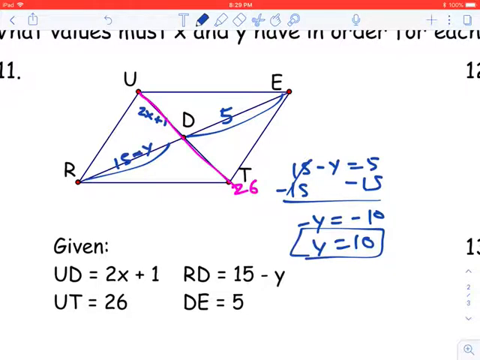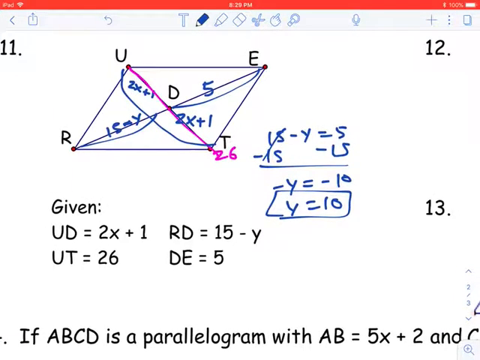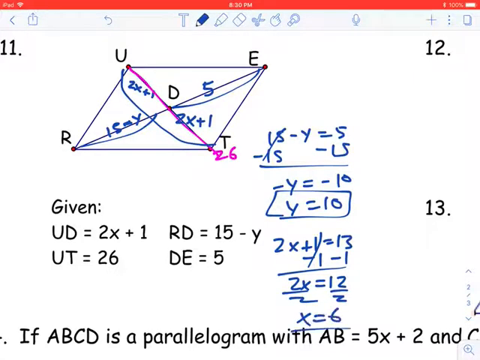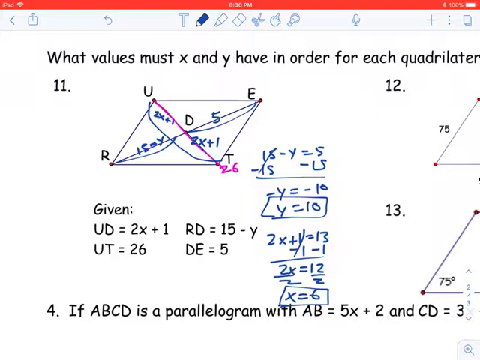And then it said this whole thing was 26. So if it's bisected, remember I can say this is 2x plus 1 here. So 2x plus 1 plus 2x plus 1 equals 26. Or I can just say, if that's 26, both of these sides are 13. So either way, I'm just going to say 2x plus 1 equals half of it, 13, and then find that. So 2x equals 12, and I get x equals 6. And there we go for number 11.